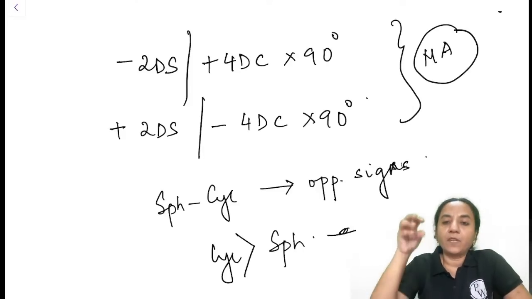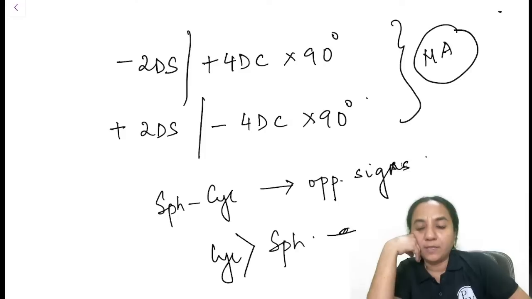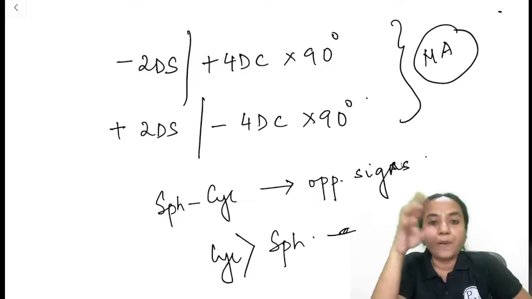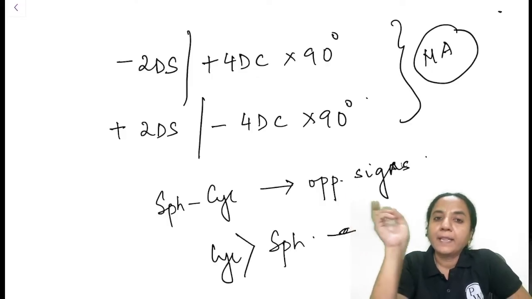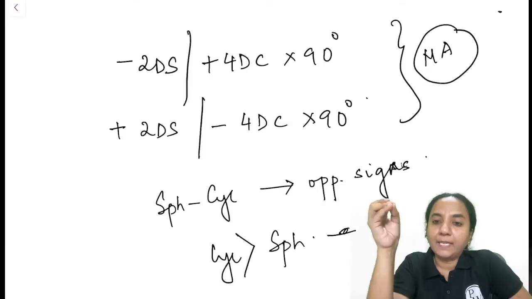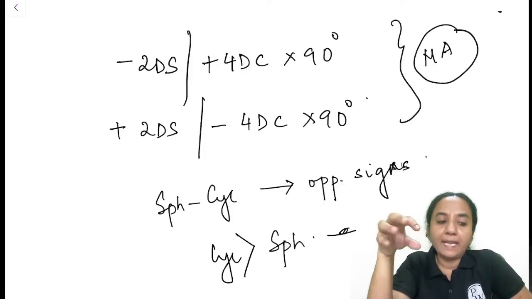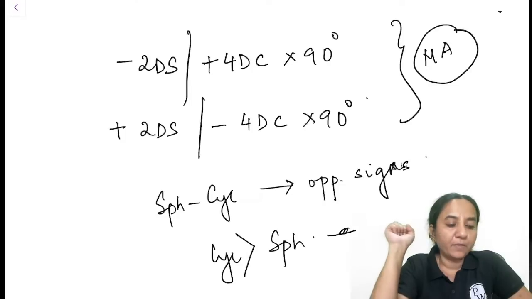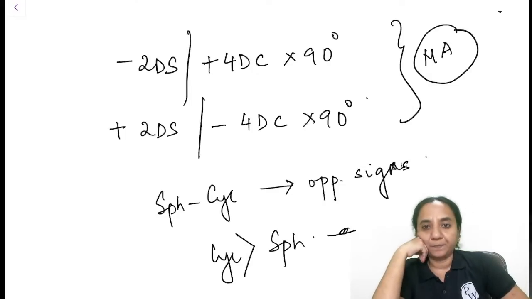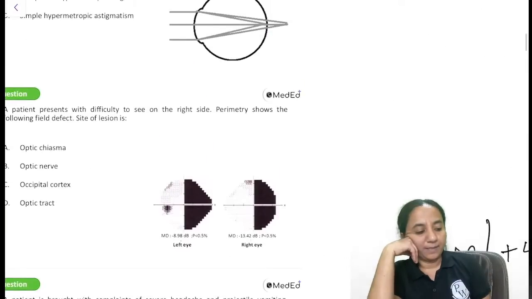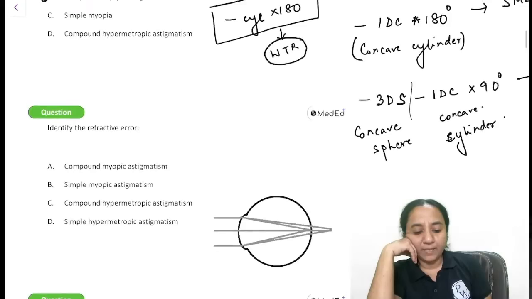So if the sphere and the cylinder are of opposite signs, meaning there is a minus sphere with a plus cylinder, or a plus sphere with a minus cylinder, and the absolute value of the cylinder is greater than the sphere, then this is a prescription of mixed astigmatism. Okay, so this is about glass prescriptions. Shall we go to the next question?